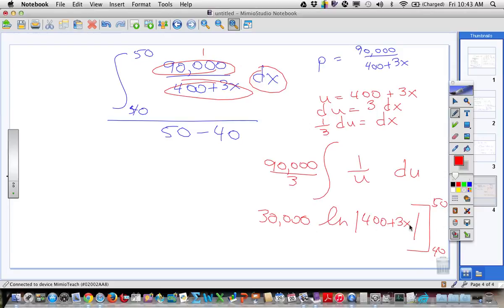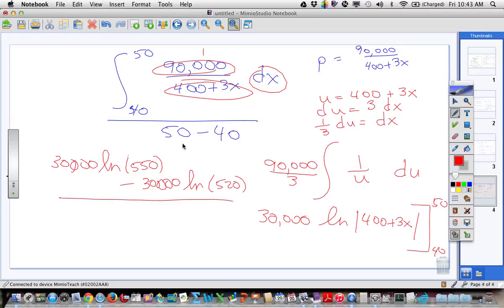Okay, so we put a 50 in there. 3 times 50 is 150 plus 400 would be 550. So it would be 30,000 ln 550 minus 30,000 ln, put a 40 in there, what's that, 520? And then all that is over 10, right? Now the gateway test is no calculator, so you wouldn't do anything beyond that right there. Stop right there.